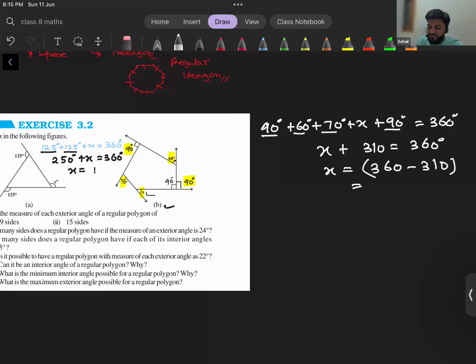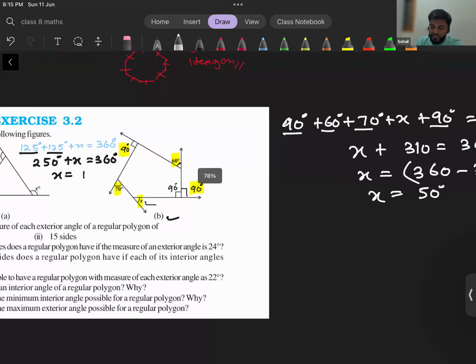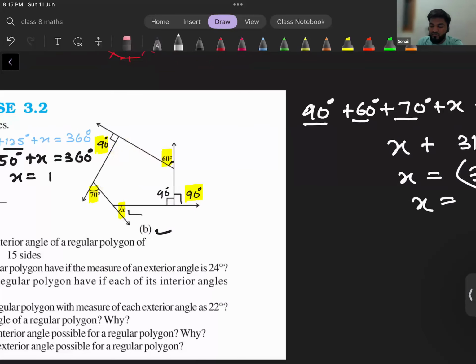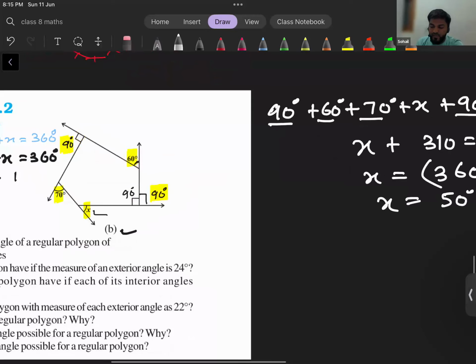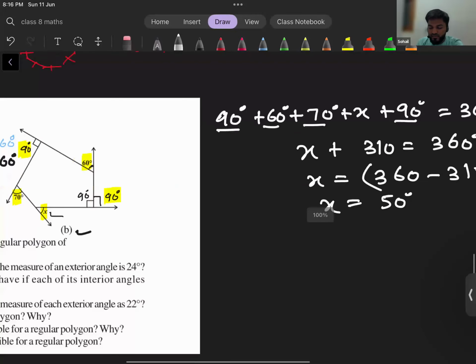How much is it? Sir, 50 degree. Exactly. Okay. Ahmed, where are you? I didn't see the 90 degree. No issue. Ahmed, did you get this? How do we solve this one? Yes, sir. I did.